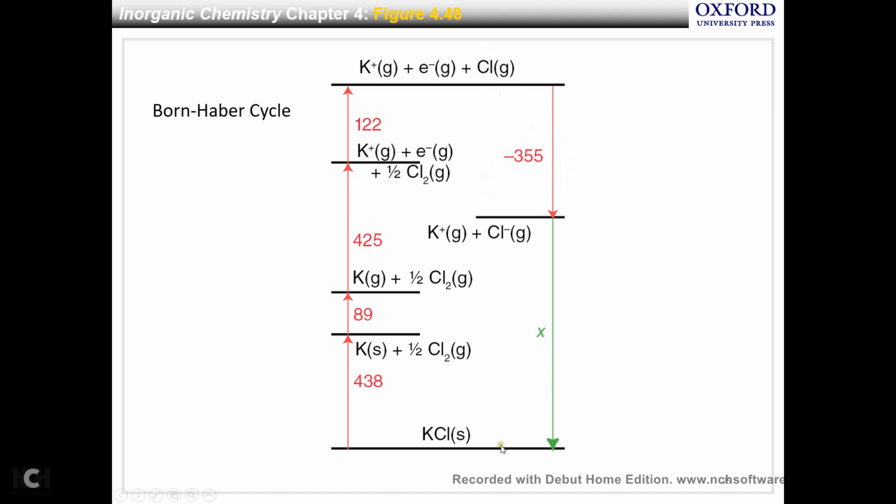If we can somehow determine this number, this number, this number, this number, and this number, then we know that all these numbers plus this number should be 0. Again, this is a cyclic process. So if we sum up all these numbers, the result should be 0. So how do we determine this X? It's going to be very simple. It's going to be this number plus this number plus this number plus this number, the sum of these 4 numbers, and then subtract 355.